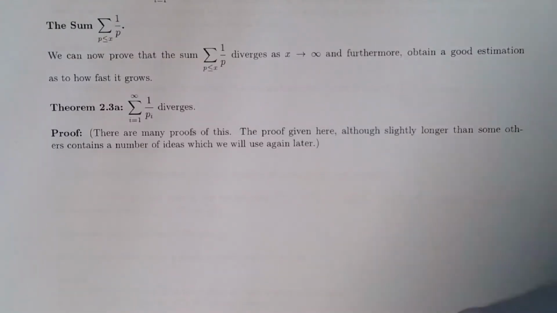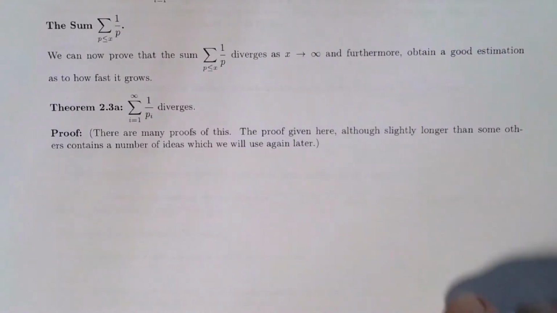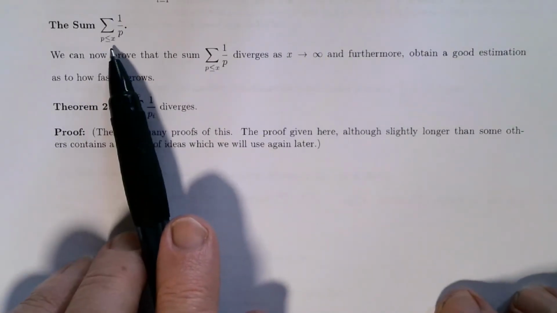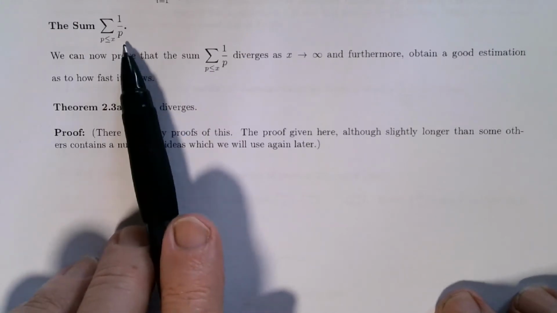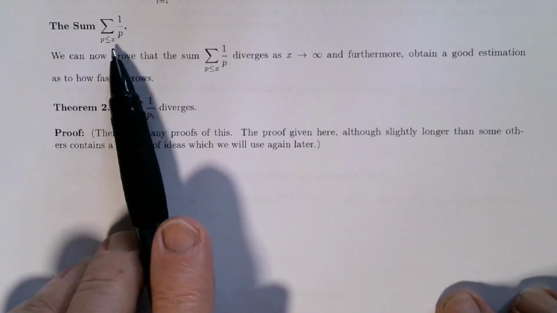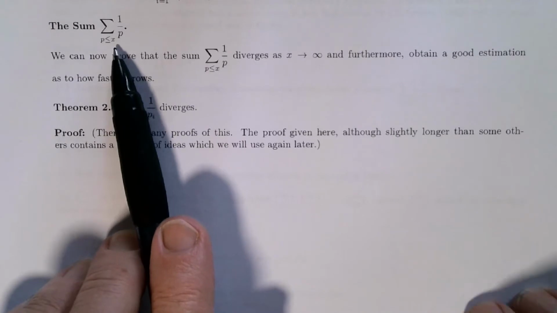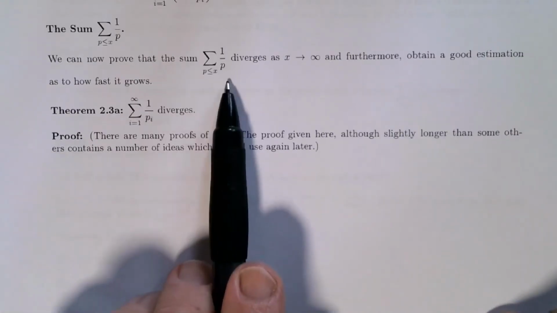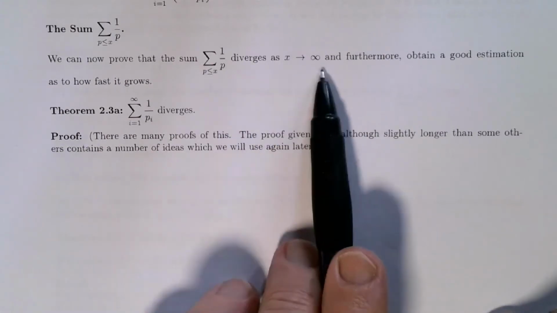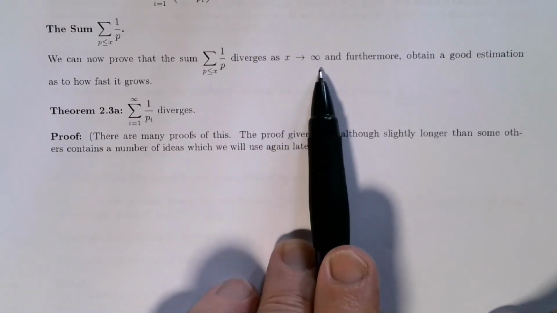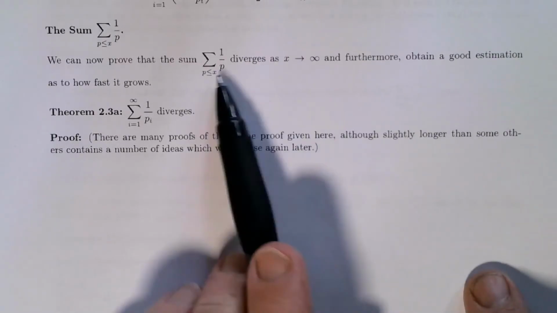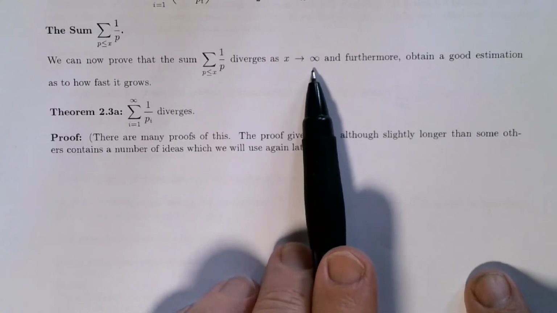Well, hello and welcome again to our journey through number theory, and we're up to having a look at this sum. This is the sum of the reciprocals of the primes, all the primes up to some number x. So this is a finite sum at the moment, and we're going to prove that this sum in fact diverges as x goes to infinity. That is, if we take the sum of the reciprocals of the primes, that sum gets as large as we please, the more primes we take.